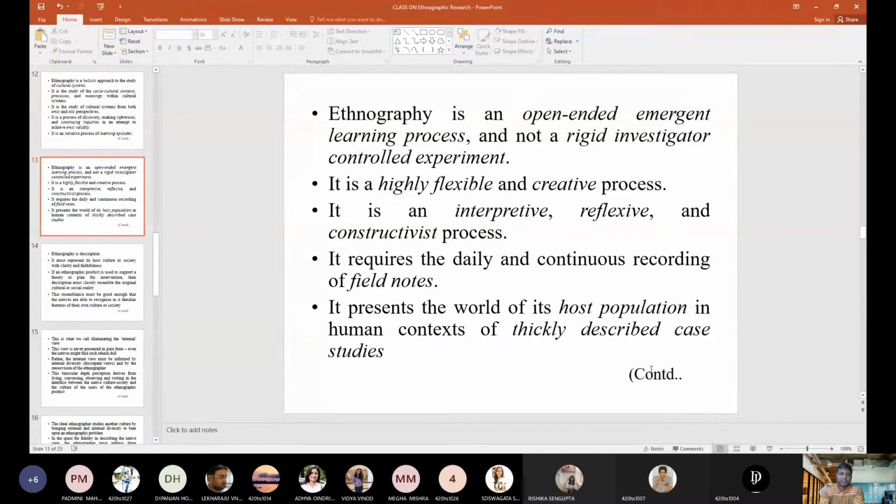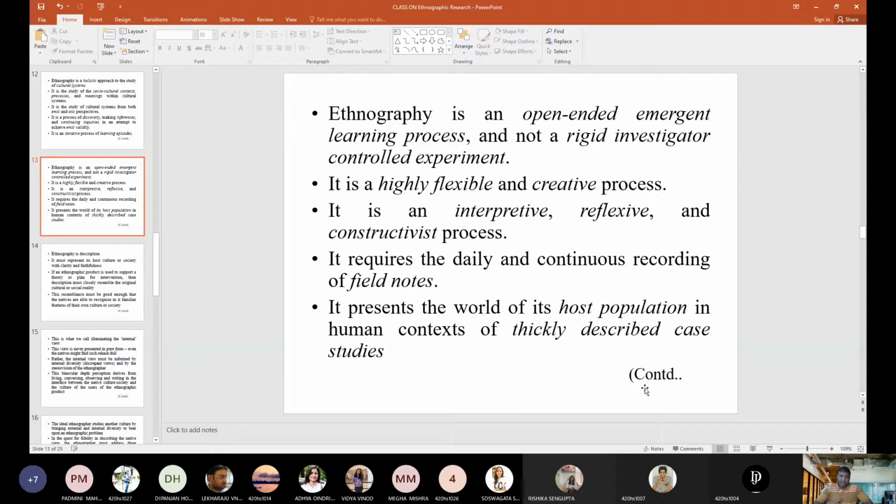And if you look at ethnographic research, the design is more flexible, and it is creative in the process. It is highly flexible, and every time the researcher may use innovative and creative ideas in collecting the information. It is an interpretive, reflexive, and constructive process. It reflects what is exactly happening in the field. We are trying to look at those aspects. It is a reflection of the ground reality.